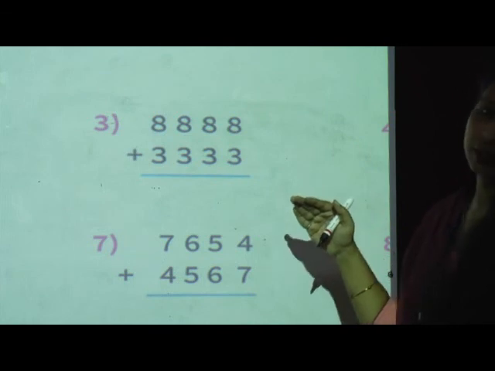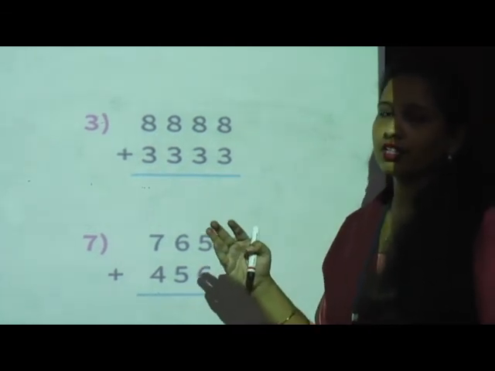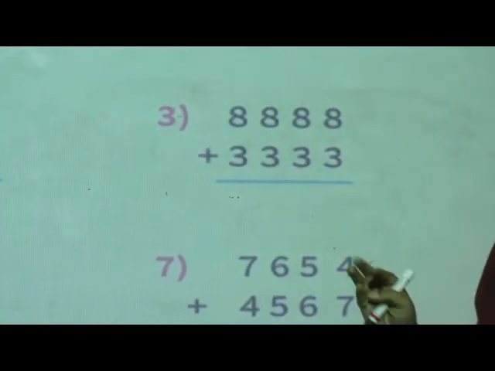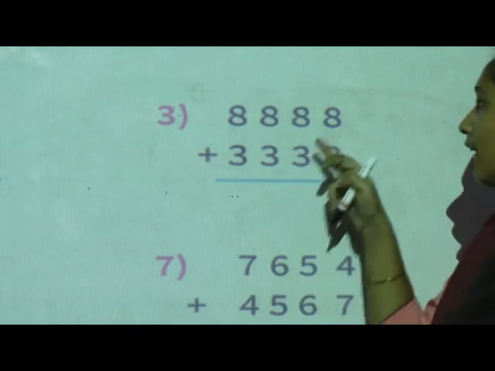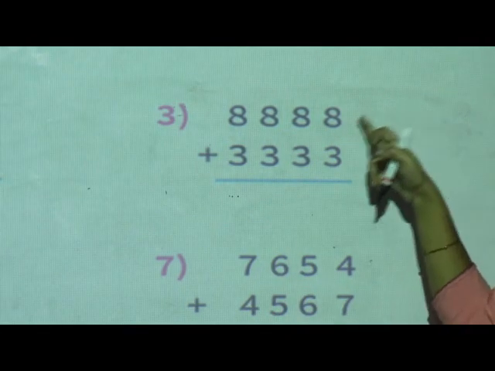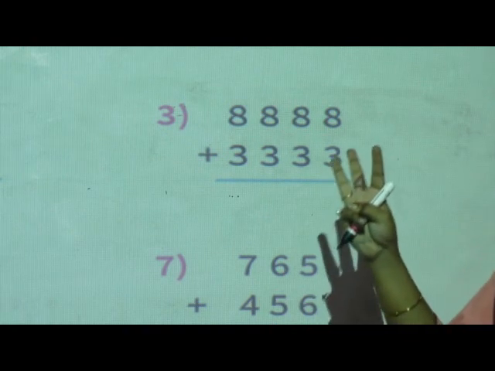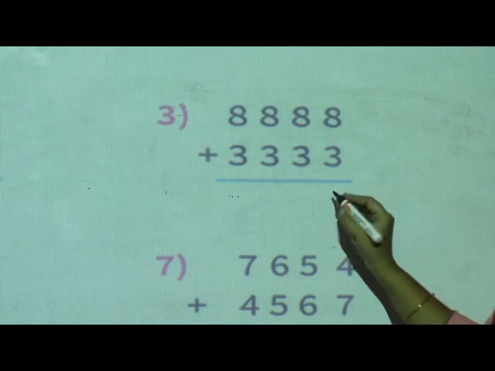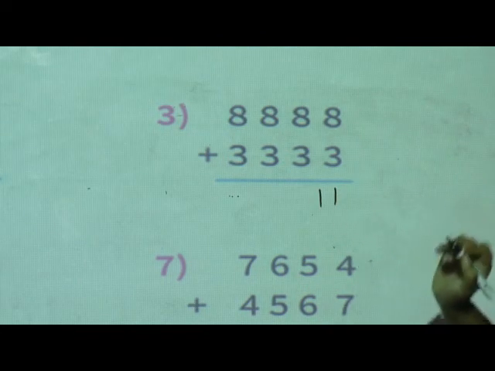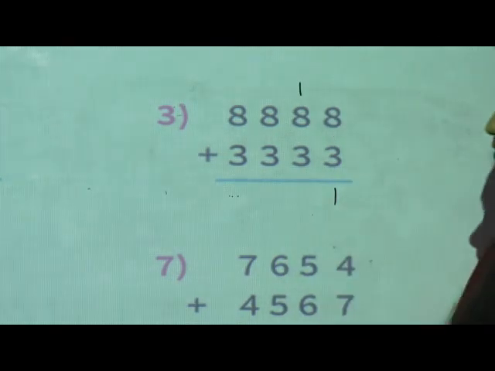What I want to tell you here: now you are in 4th standard, so you should not use fingers. Try to do it in your mind. It's okay, if you can't do it, go with the fingers only. How will you do it with fingers? First number keep in your mind, that is 8, and 3 on fingers. Count after 8: 9, 10, 11. So 11. How will we write 11? So 1 is on the ones place and this one will carry to the tens place.